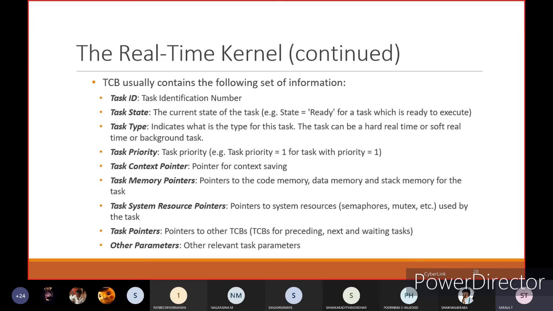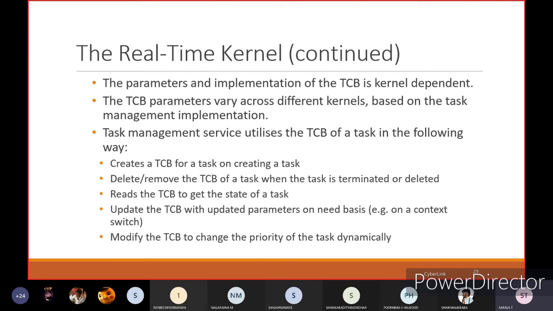Next is the task pointer to the TCBs for the preceding, next, and waiting tasks. That is, task pointers related to the next task control block. First you will be executing using the main task control block. Next, whatever task you want to execute will be pointed to by the next task control block. Other relevant task parameters will also be considered here.